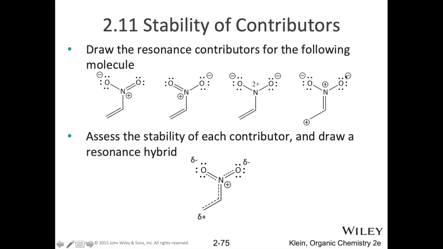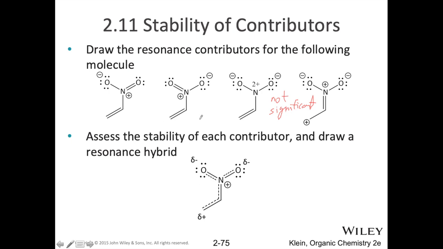Likewise, this one also has 4 atoms with formal charges, including one that doesn't meet the octet rule. So these 2 resonance contributors are not significant. Whereas these 2 are a little bit better. Again, you have formal charges, but at least everything's meeting the octet rule. So these tend to have a little bit more influence on your hybrid.